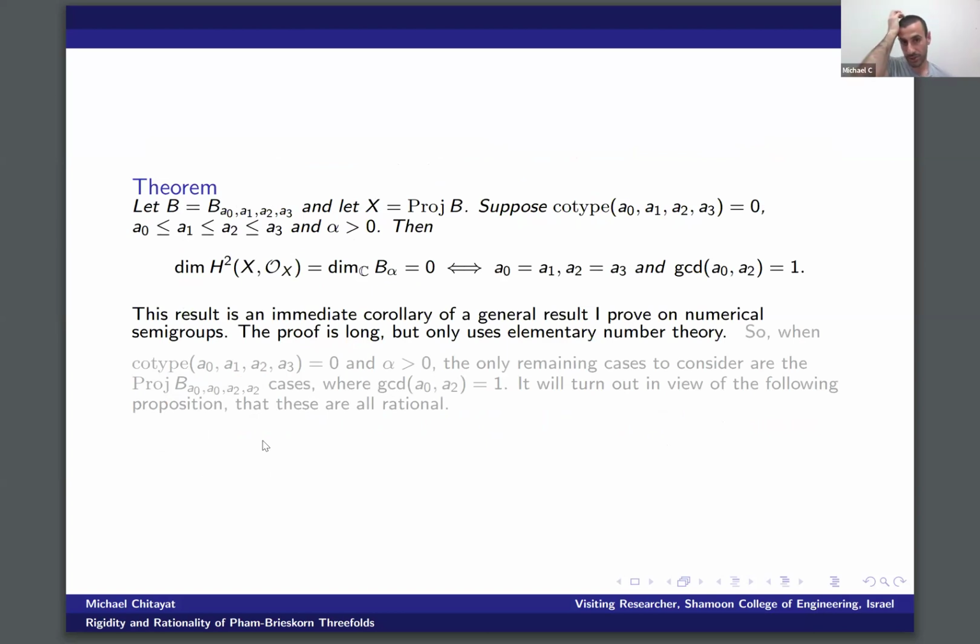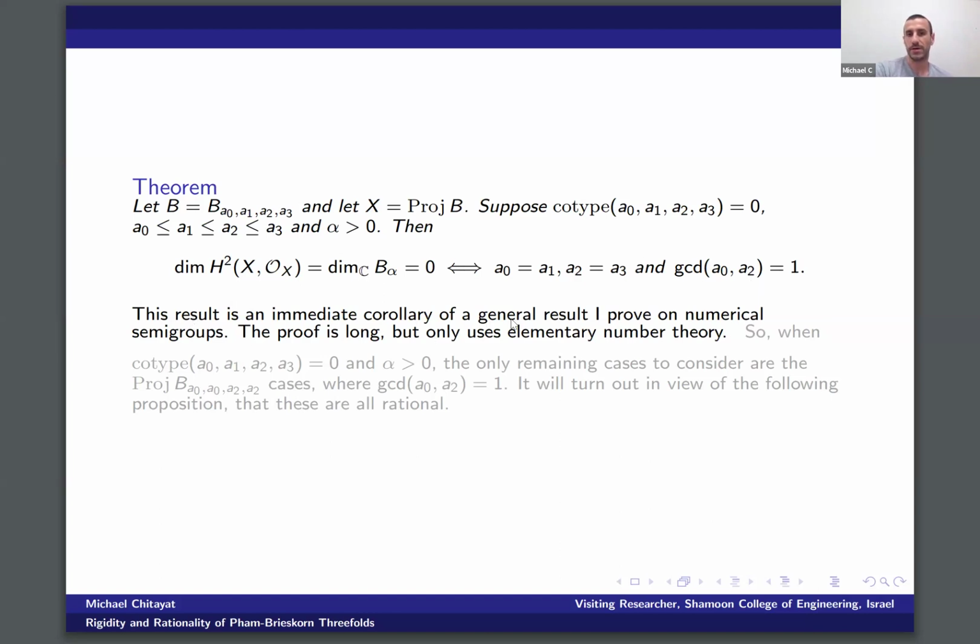And the theorem, which I managed to prove, is: let B be a Pham-Brieskorn ring and let X equal Proj B. Suppose the cotype is 0, that the AIs are written in increasing order, and alpha has positive amplitude. Then the dimension is 0 if and only if A0 equals A1, A2 equals A3, and the GCD of A0 and A2 equals 1. So basically, this condition, when the amplitude is positive, is very rare.